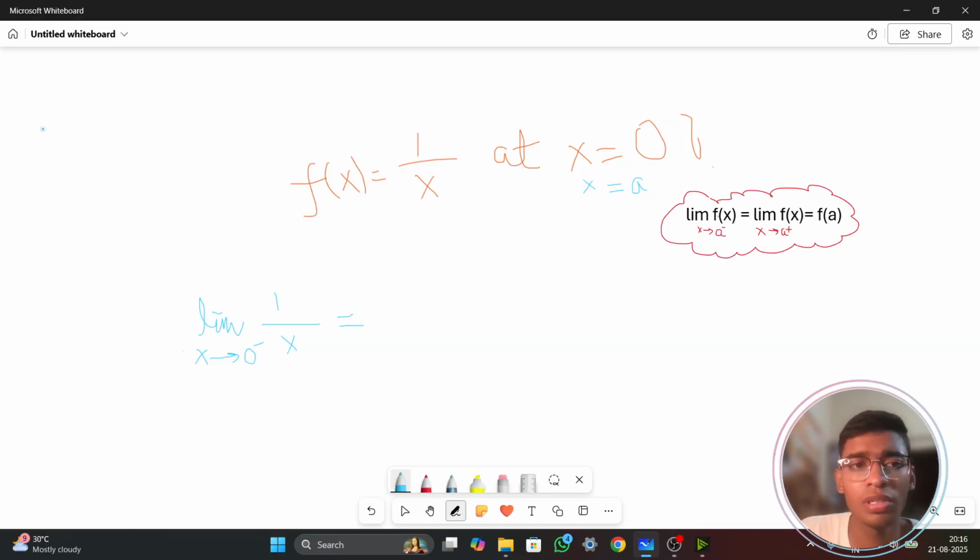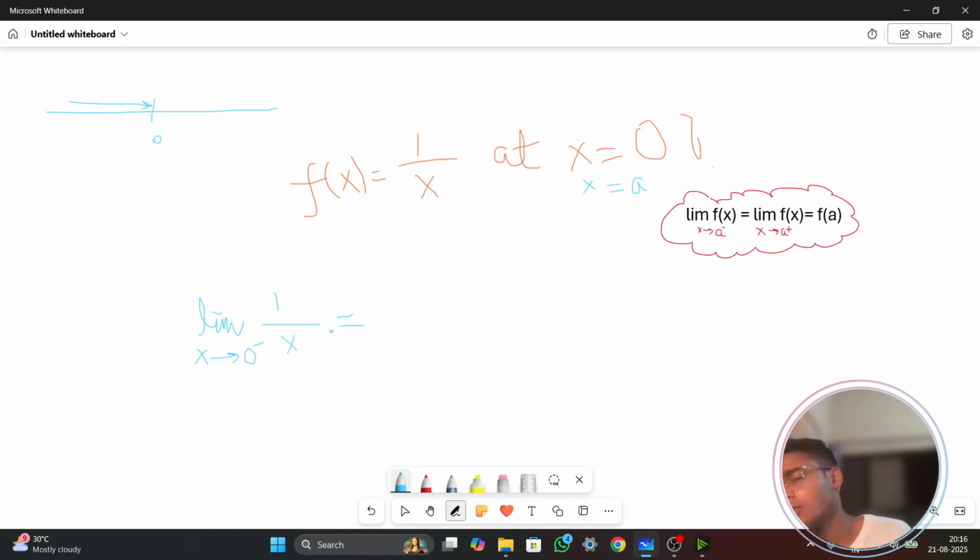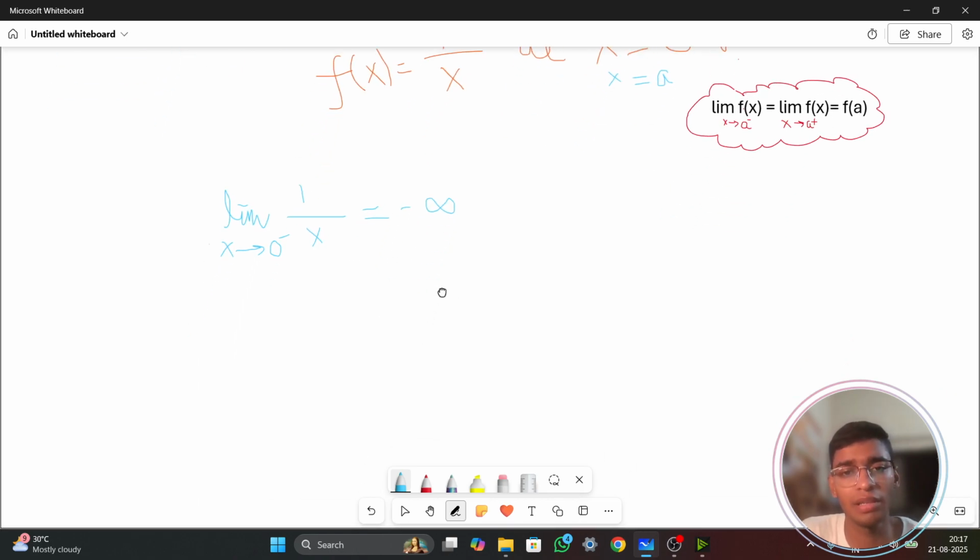So 0 negative means, if this is my number line and this is 0, I'm coming from the negative side of my x-axis. The moment you put a 0 negative value, that means some negative value very, very close to 0, towards the left hand side of 0, you will get minus infinity. That means you are going to infinity from the negative side, because you are coming from 0 negative. So the first thing is we get minus infinity.